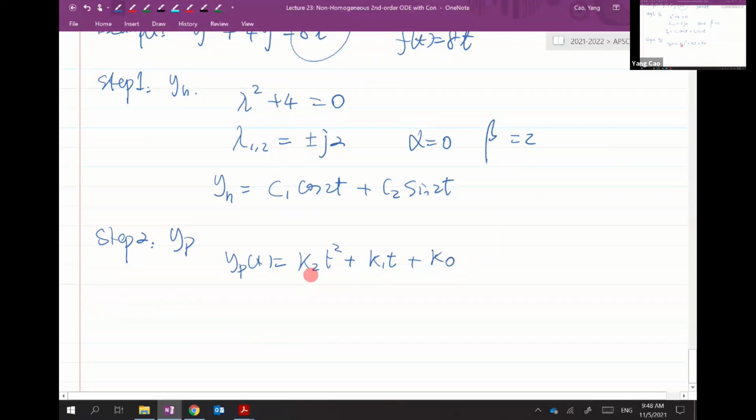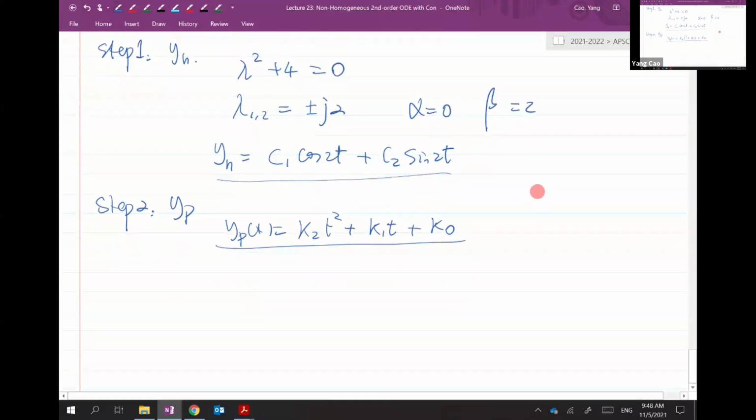So now I need to find what is K0, K1, and K2. So how do I find each one of the coefficients? Maybe I should actually, for the formality, check the modification rule. So you compare your choice YP with your YH. Apparently, they don't duplicate at all, right? So I don't need to apply the modification rule. So now I go to solve for the three constants here.